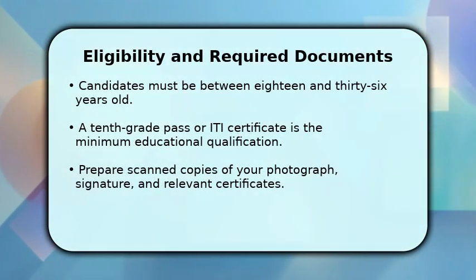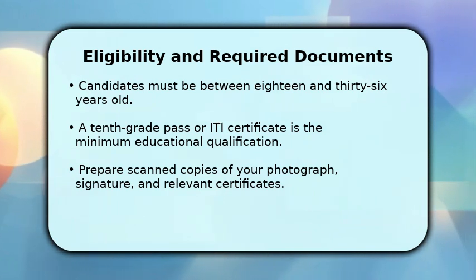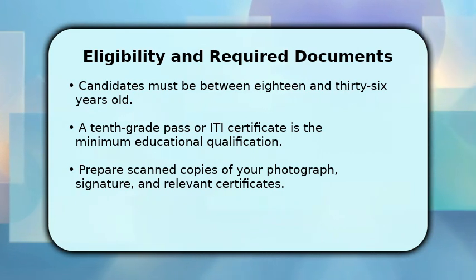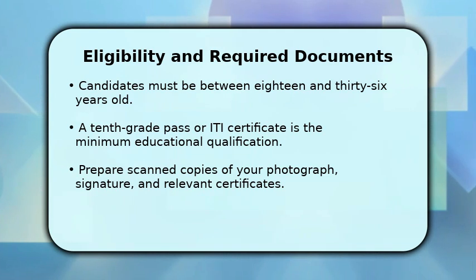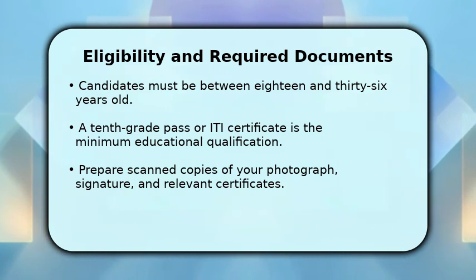To be eligible for Form Group D, candidates must typically be between 18 and 36 years of age. The minimum educational qualification required is a 10th grade pass or an ITI certificate. Before applying, gather all necessary documents. This includes scanned copies of your passport-size photograph, signature, and any other relevant certificates like your 10th grade mark sheet or caste certificate, ensuring they meet specified format and size requirements.